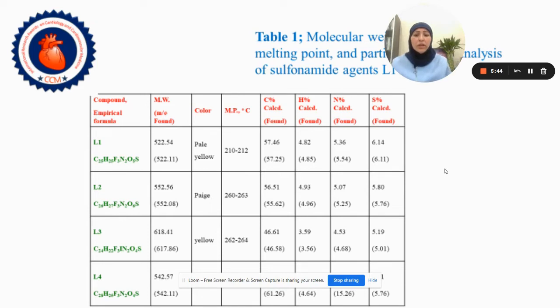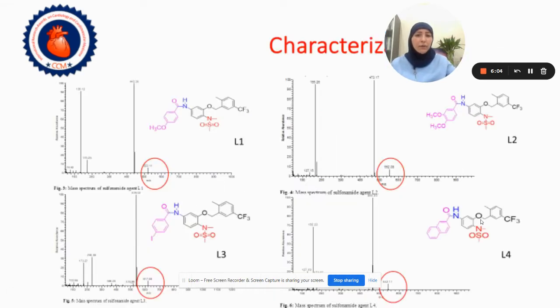After that we collected the data: the molecular weight, the color, the melting point, and the percentage composition of carbon, hydrogen, nitrogen, and sulfur in each compound, L1, L2, L3, L4. Further, we confirmed the existence of the compounds by using mass spec, and you can see in each red circle that we confirmed the molecular weight of L1, L2, L3, L4.